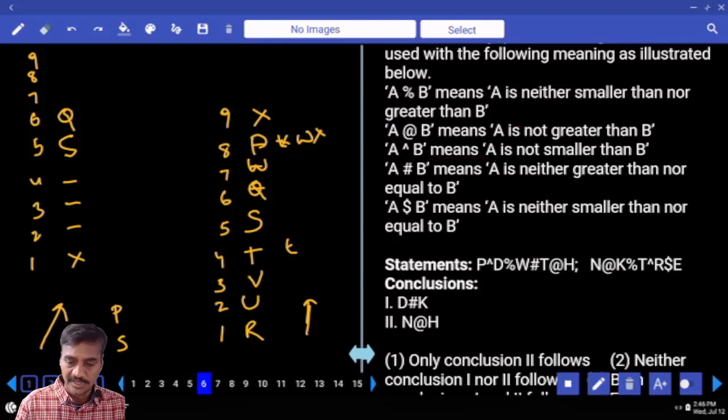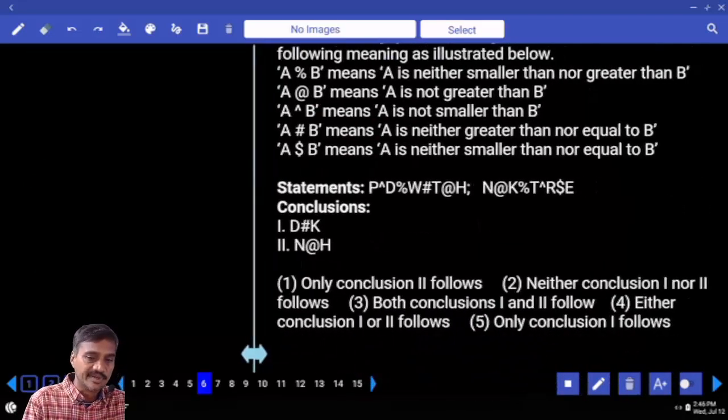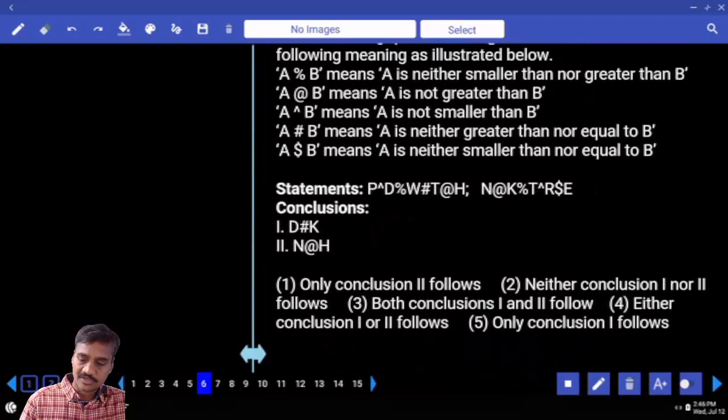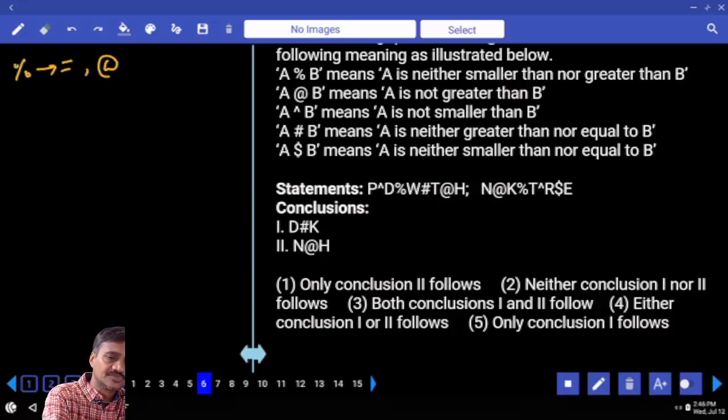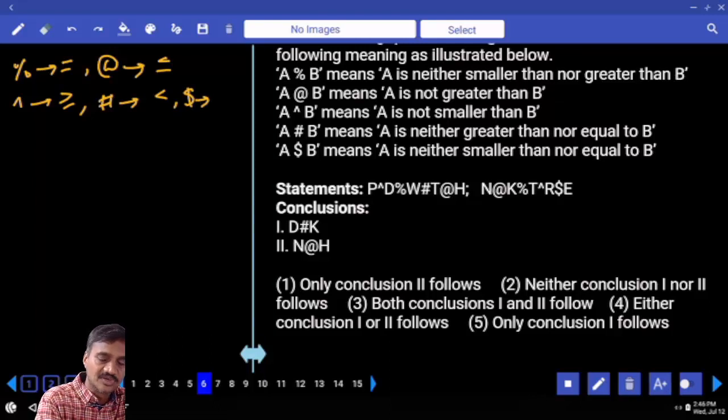Then next one, question number 6 onwards, 6 to 8. Definitely under the first priority, and though it consumes some time, because now some symbols were given. Percentage stands for equal to. At the rate of stands for not greater than, means lesser than or equal. And this power stands for not smaller than, means greater than or equal. And hash stands for neither greater nor equal, and it is lesser than. And dollar stands for neither smaller nor equal, it is greater than. These are the 5 symbols we have.